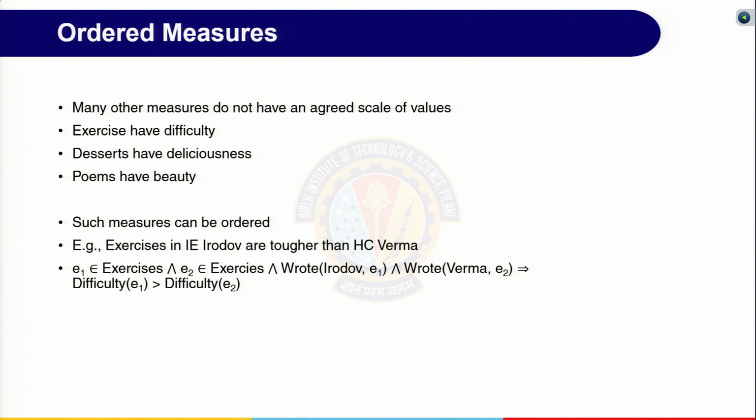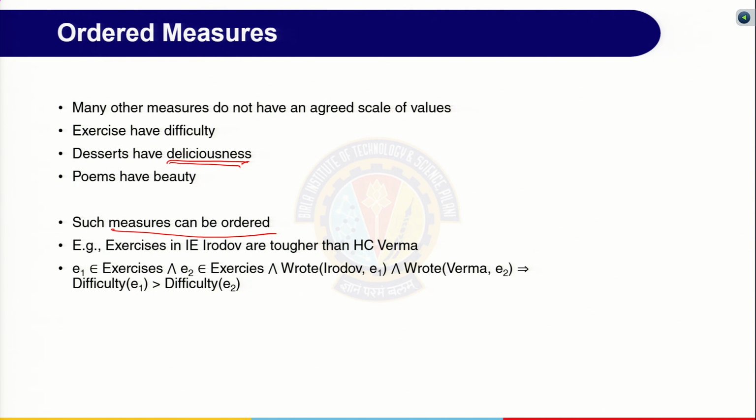Well, most measures can have values, but there are other measures that do not follow an agreed scale of values. If I have examples like some of the exercises from a textbook are difficult, or these kinds of desserts are more delicious, such measures don't have any agreed sense of value. Some people might have a different agreement on a scale of 1 to 10, and some others would have a different value associated with this word deliciousness. So what do we do in such scenarios? Instead of assigning a value for representing that degree of variance, we will rather order these measures.